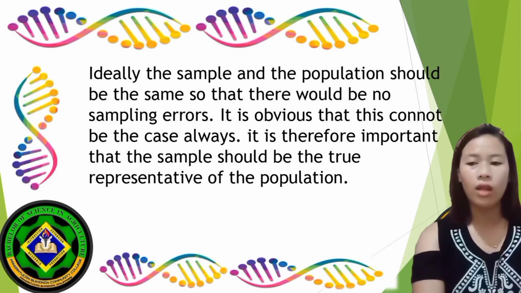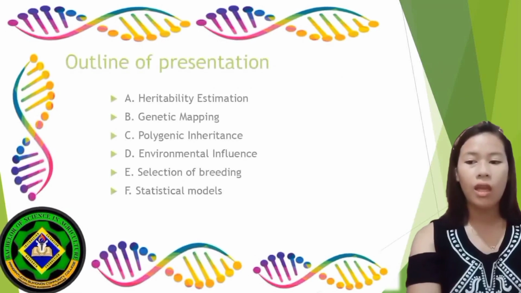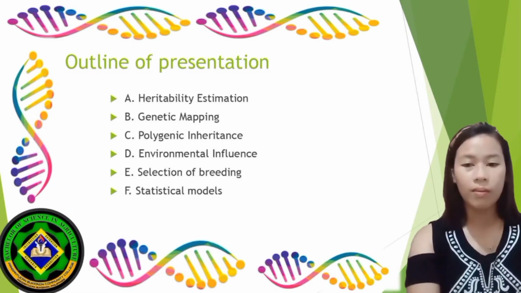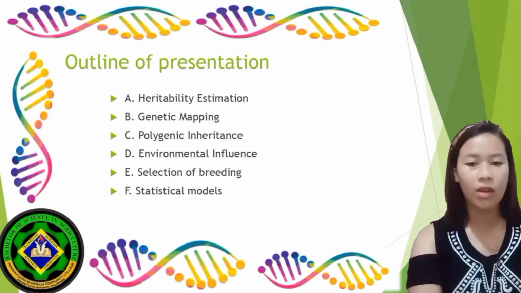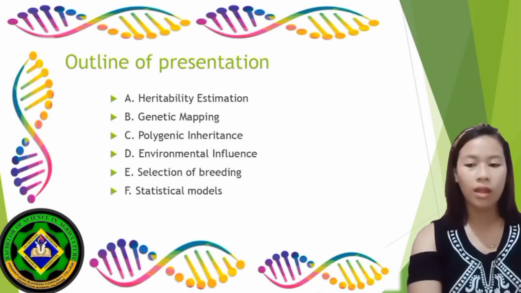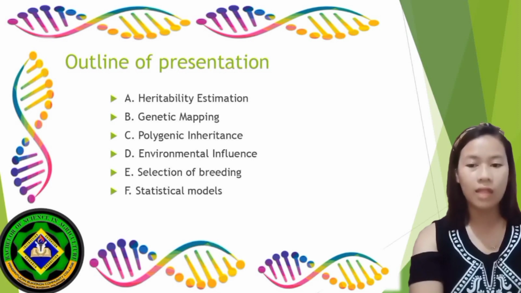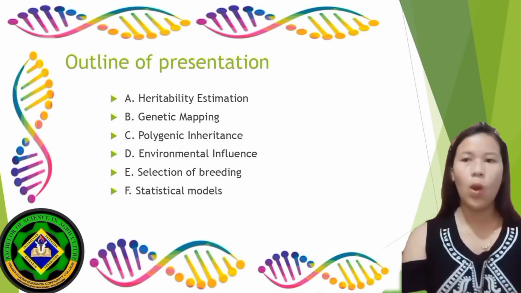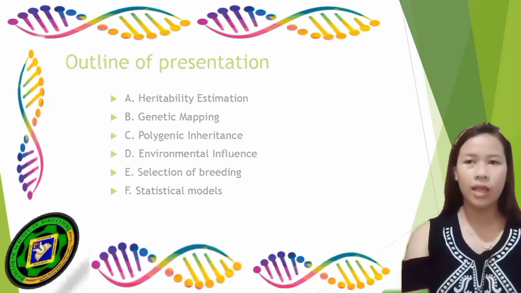So, this is the outline of our presentation. A is heritability estimation, B is genetic mapping, C is polygenic inheritance, D is environmental influence, E is selection of breeding, F is statistical models.